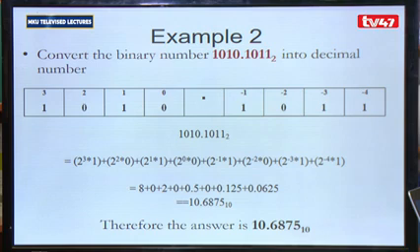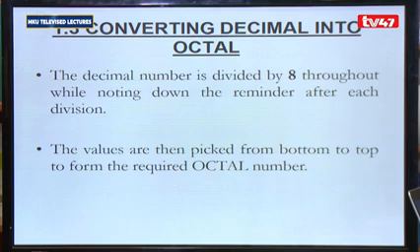Now we have been able to understand how computers convert binary numbers into decimal numbers, and decimal numbers into binary numbers. Let's look at the second conversion, which is converting a decimal number into octal. How does a computer perform this? Again, like we have done with the binary, the decimal number is divided by 8 throughout.